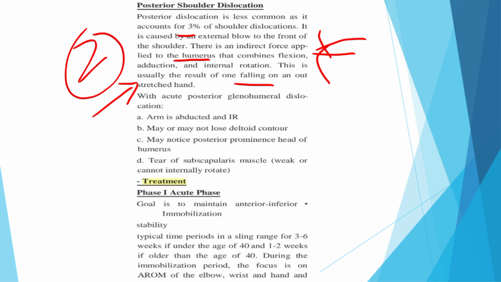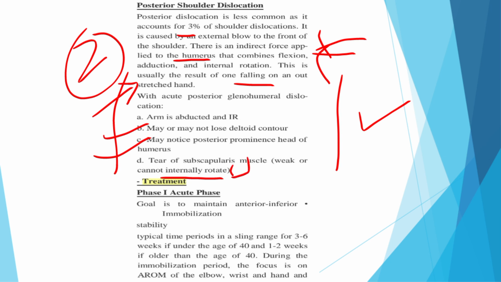With an acute posterior glenohumeral dislocation, we can see these features: arm in adduction and internal rotation, may or may not lose deltoid contour, may notice posterior prominence of the head of the humerus, and also tear of the subscapularis muscle, weak or cannot internally rotate. The main function of subscapularis is internal rotation, so this movement is lost.